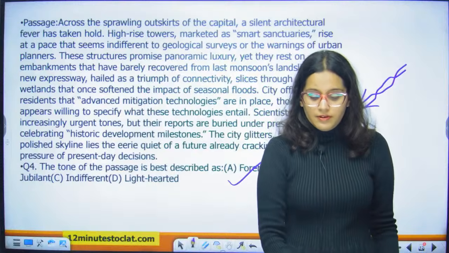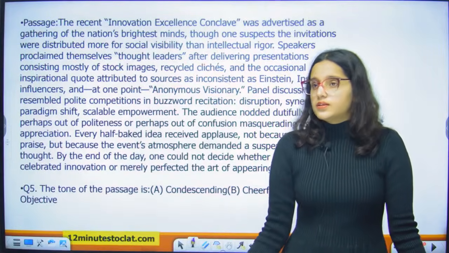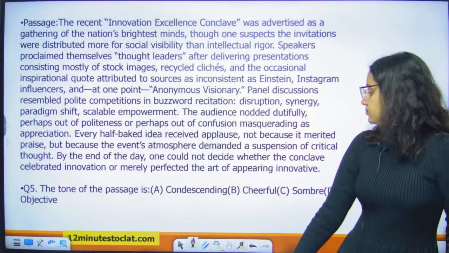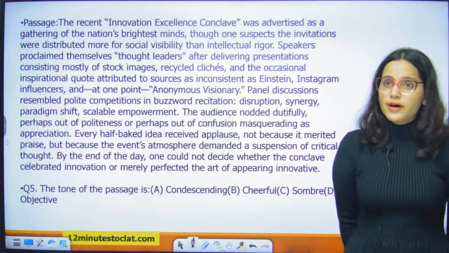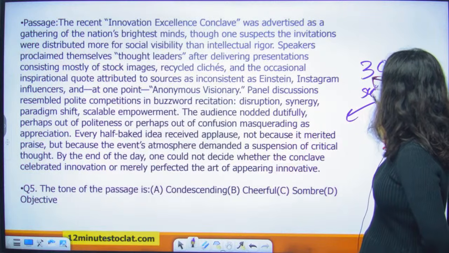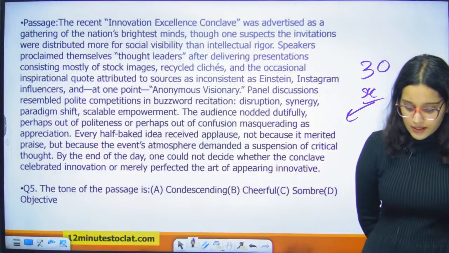So let's try this question, everybody, very quickly. I give you 30 seconds, right? It's a short passage. So I give you 30 seconds. Read it carefully.